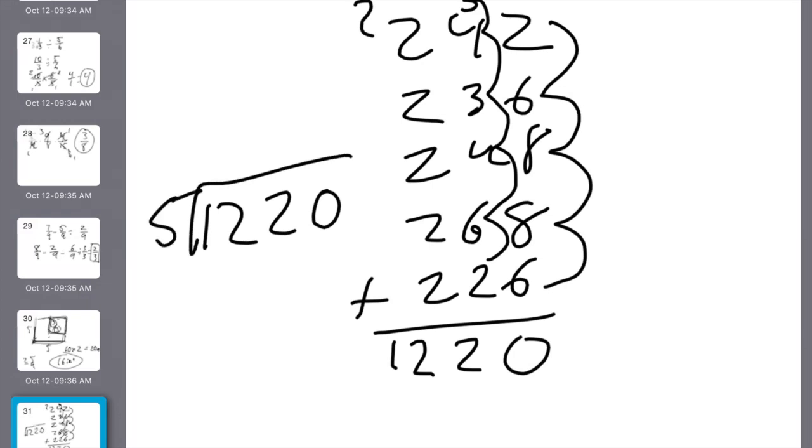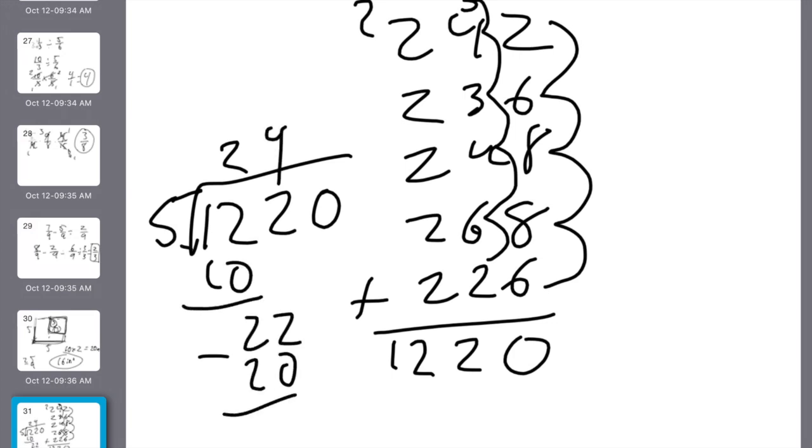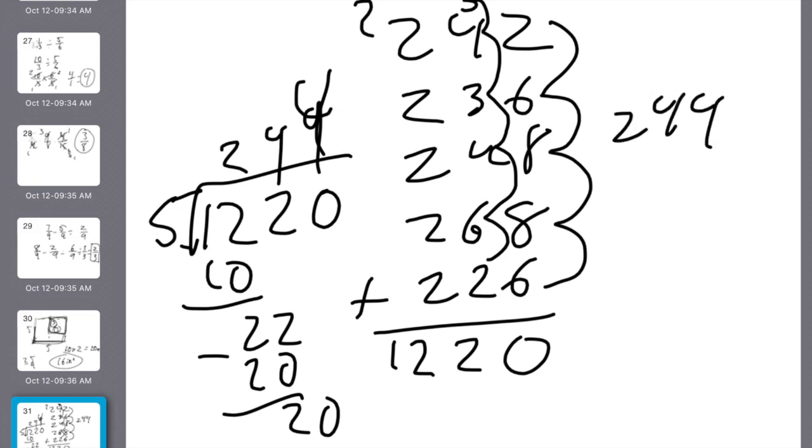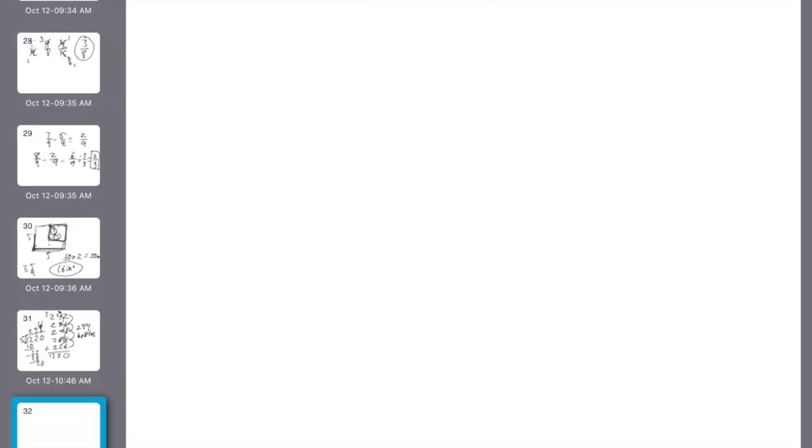I now take my 1220 and divide by the 5 volunteers. Goes in there twice is 10, subtract 2, bring down the 2. Goes in there 4 is 20, subtract 20. Goes in there, that's ugly, 4. So my answer is 244. What was the average number of bottles? 244 bottles.